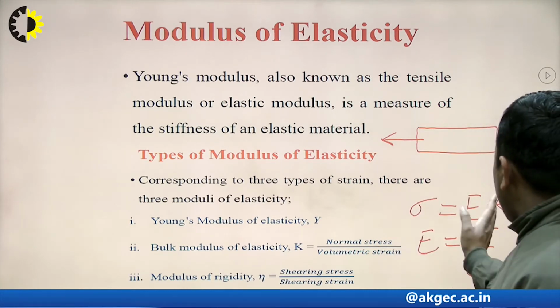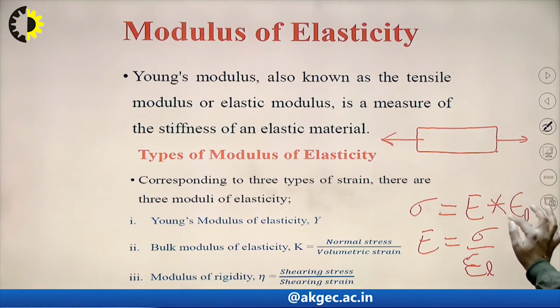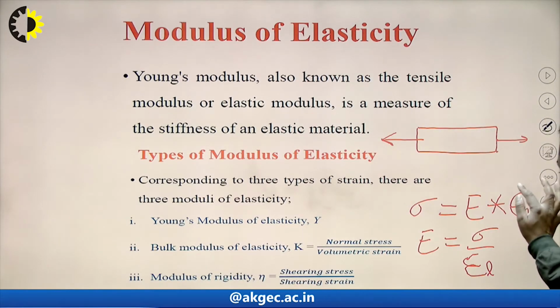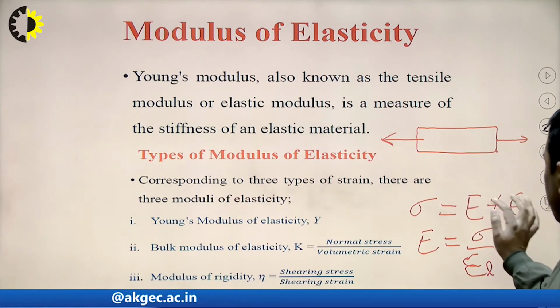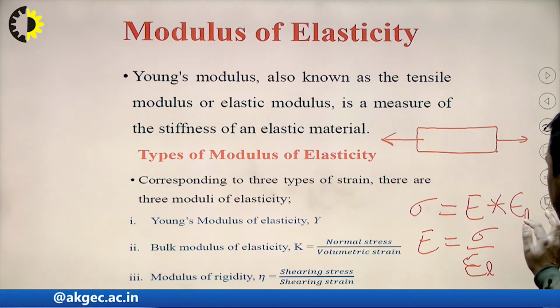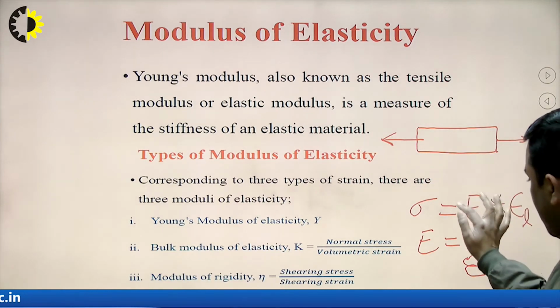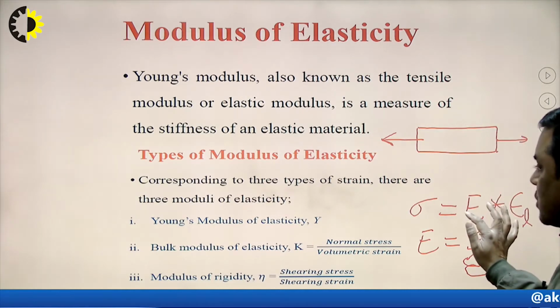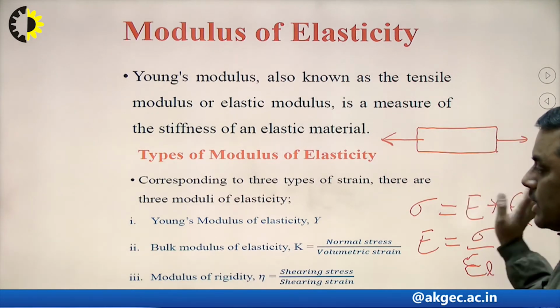This is coming from Hooke's law. Stress sigma is directly proportional to strain. It may be any kind of strain, but whenever I am talking about the change in length, it must be longitudinal strain. When I remove the proportionality sign, an elastic constant comes into the picture, which is known as modulus of elasticity or Young's modulus. So, this is what E is.